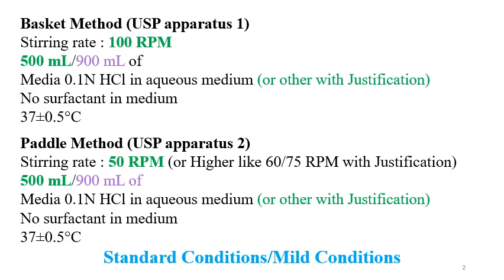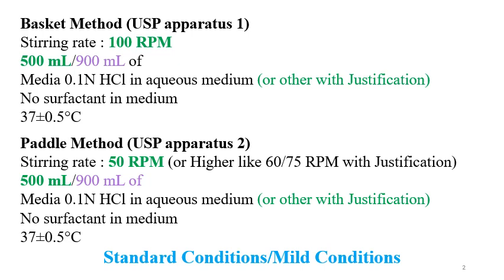Similarly, coming to the paddle method, that is the USP 2 apparatus method, a stirring rate of 50 rpm is the standard rpm. If a higher rpm is required, like 55, 60 or 75 rpm, then justification will be needed. Media volume of 500 ml is the standard volume, and justification for 900 ml will be required. Media will be 0.1 normal HCl in aqueous medium without any surfactant. If any other is used or proposed for the dissolution test, then justification will be required.